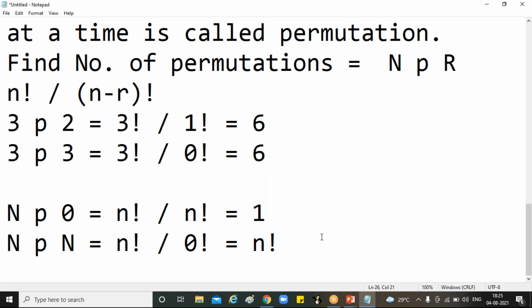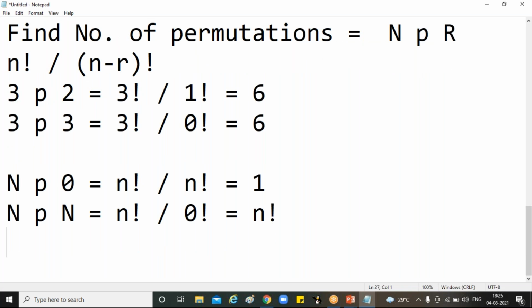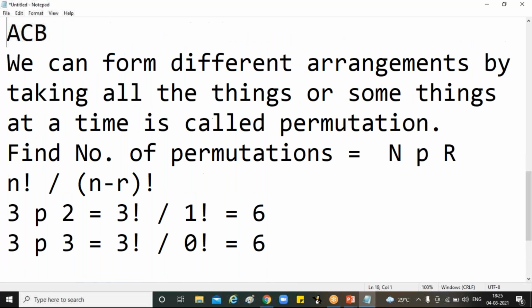Understood, all of you? Clear? So write down the examples. All of you noted down the points? Yes, sir. Please note down the point.